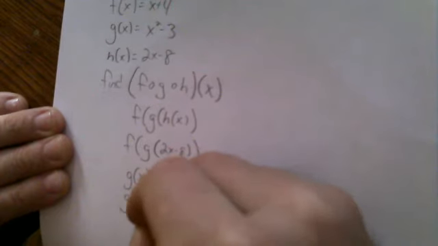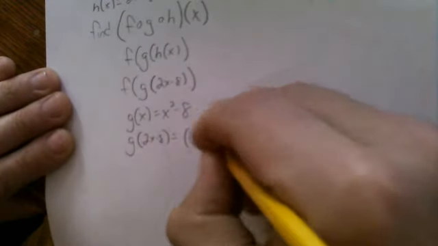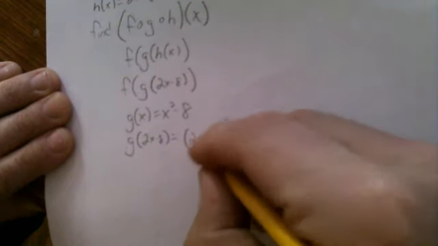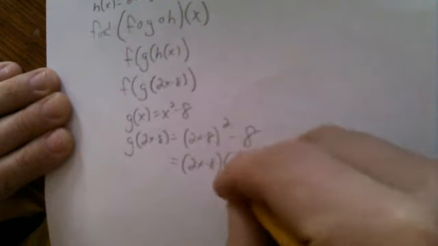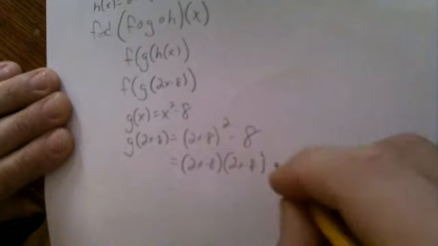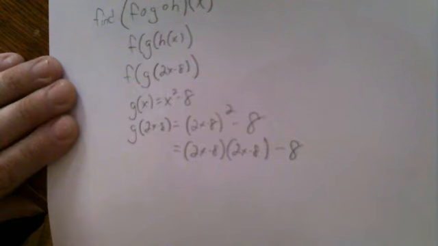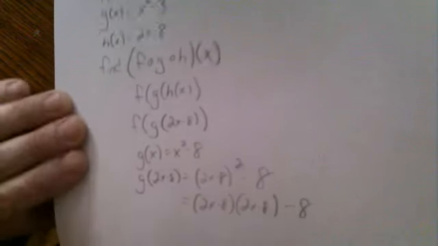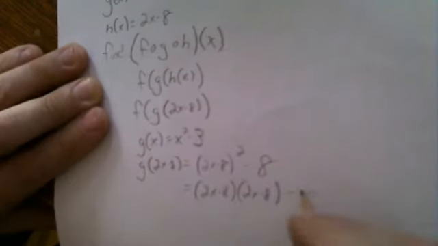So g of 2x minus 8 is, plug in 2x minus 8 there. So that is 2x minus 8 times 2x minus 8 minus 8. Oh, g of x is x squared minus 3. I'm sorry. That should be a 3 there. And that should be a 3 there. I thought I saw a lot of 8s. 3, 3.